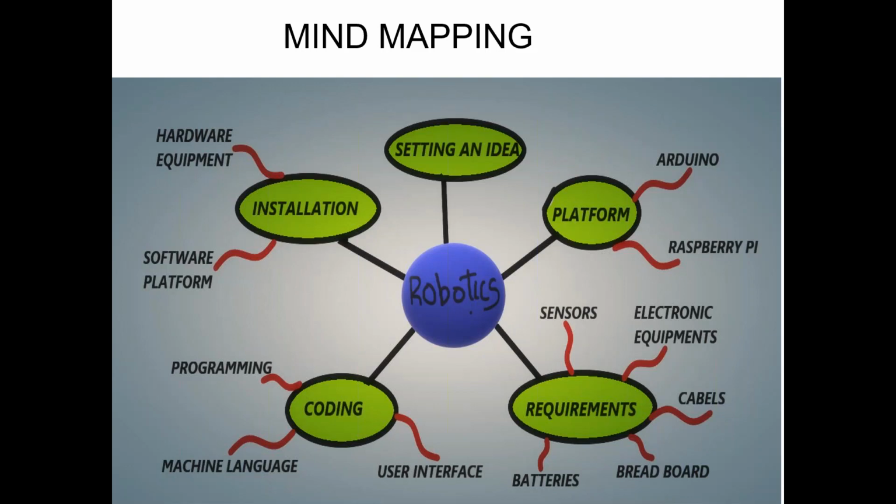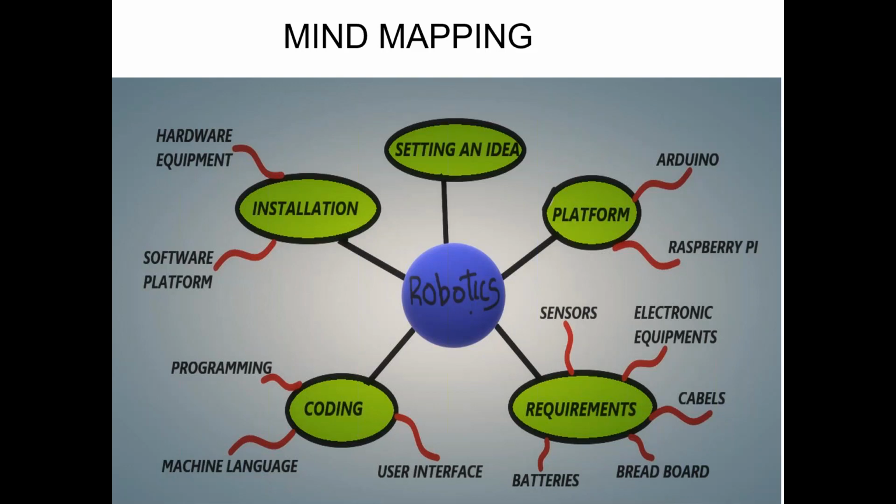And the third step is repeat. For robotics, it is a circle, right? You have taken 5 circles around that. And for each circle, again you are expanding it, like installation: hardware, equipment, software, program. Please don't panic with those words. We will explain it to you. And coding means programming, machine language, user interface, etc. So this is how a mind map is going to be.